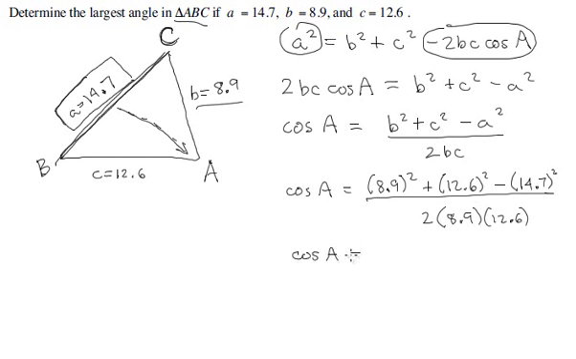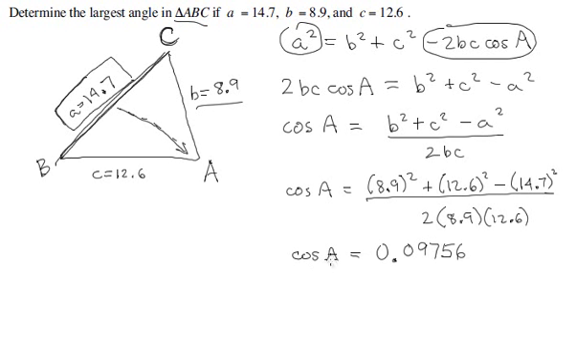So I'll give my calculator a good pummeling here, and you can follow along if you like. 8.9 squared plus 12.6 squared minus 14.7 squared equals, divided by 2 and divided by 8.9 and also divided by 12.6. I get the cosine A is a rather skinny 0.09756. I'm not sure how many decimal places I need here, so we'll take a bunch.